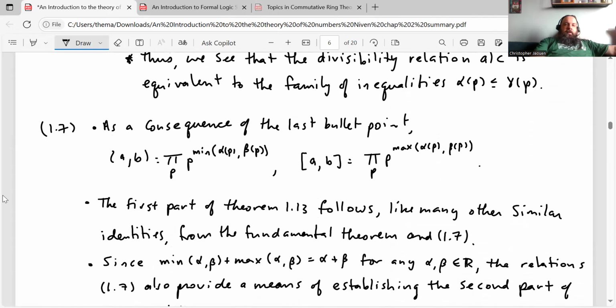Right. Then we also have statement 1.7 here. As a consequence of the last bullet point, the GCF of A and B can be written as this product of primes P raised to the minimum of alpha of P and beta of P, where P ranges over all primes. And the least common multiple of A and B can be written like this as a product of primes P raised to the maximum of alpha of P and beta of P, where P ranges over all the primes.